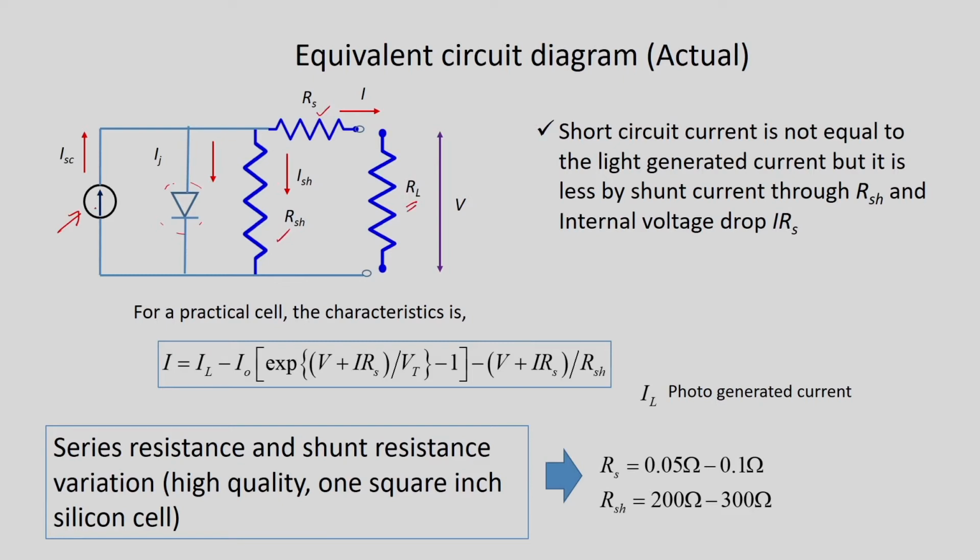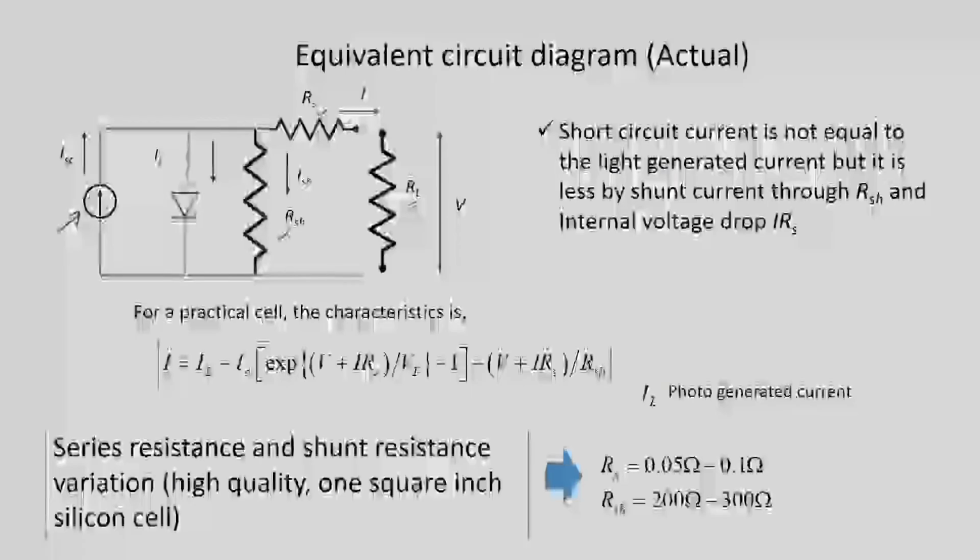The current source supplies current which is equal to ISC, and Ij is the amount of current which flows through this PN junction, and ISH is the amount of current which flows through this shunt resistance, and I is flowing through this RS. RS is the series resistance. So, this is an actual equivalent circuit diagram.